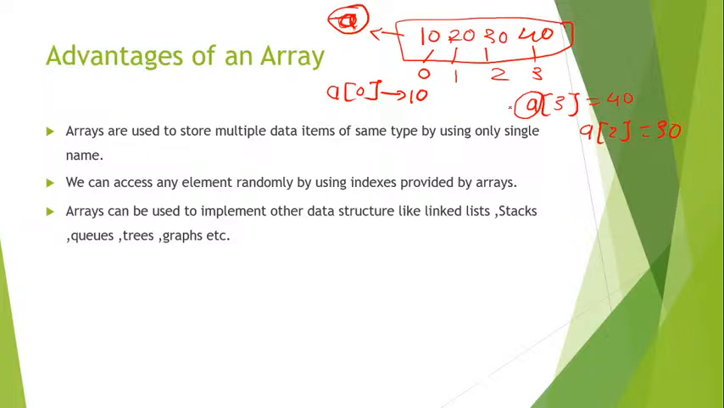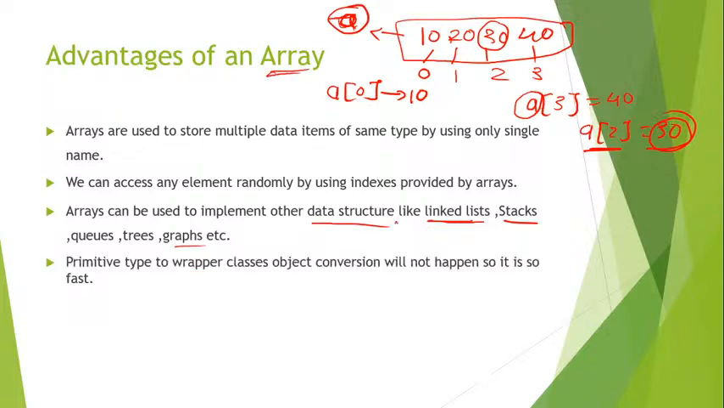And after that, if you want to retrieve only one element, we can easily do it. If you want to retrieve only the 20, then you can simply use a[1]. So this is the second advantage. And the array is used for creating data structures. For example, in the linked list, we use the array, and in the stack as well, in queue, trees and the graph, we use the array for creating these data structures.